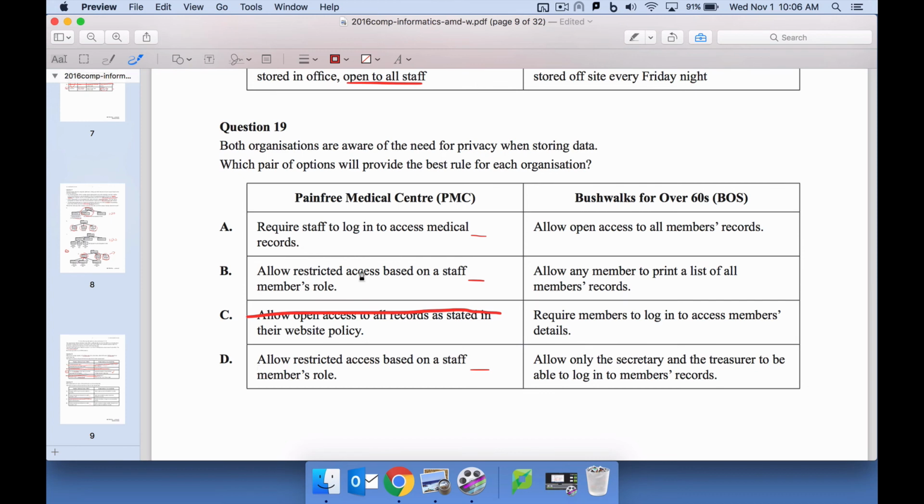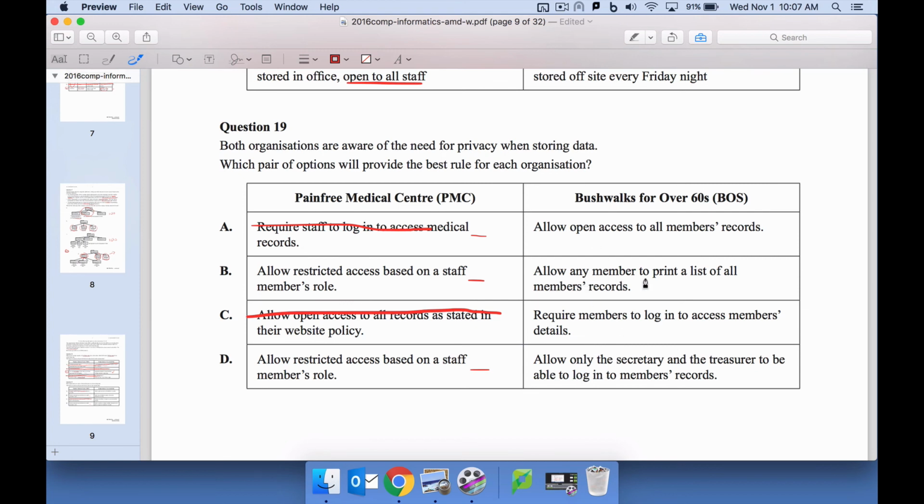Let's go and read the B option then. Or actually, let's require staff to log in to access medical records. This sounds better because we don't want all staff. Just because I have a login doesn't mean I should have access to that sensitive information. So it's probably going to be B or D in this situation. Let's get rid of this one. So if I only have to read B or D, let's read those two.